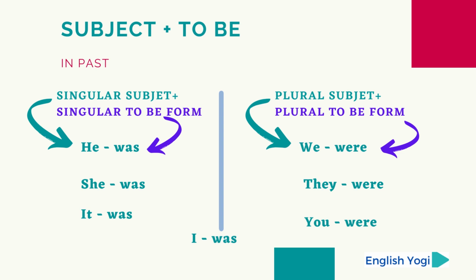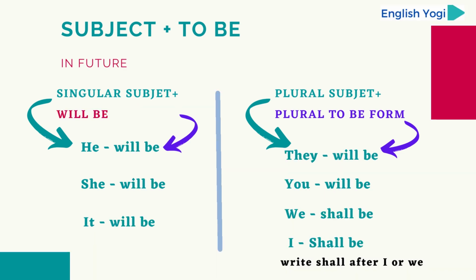Similarly, on the other hand, if the subject is plural, we have to use the plural form of to be. For example, we were, they were, and you were. So we, they, and you are plural, and that's why we have used the plural to be form here in the past. And with I, we should know that with I we have to use was.